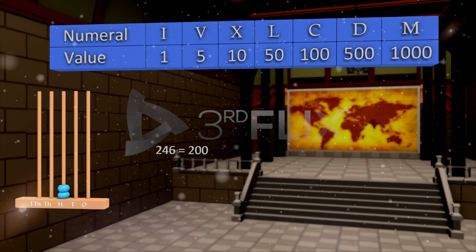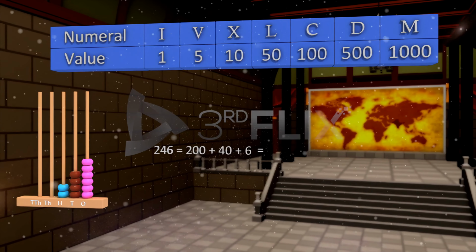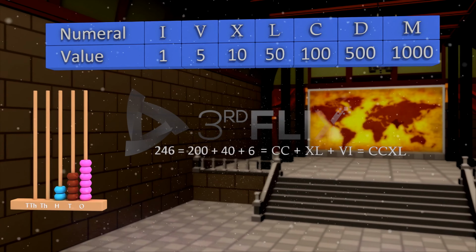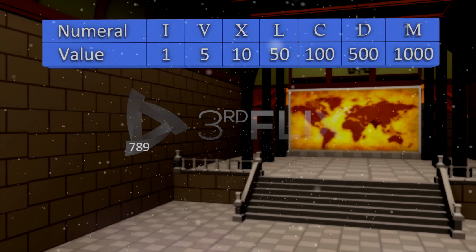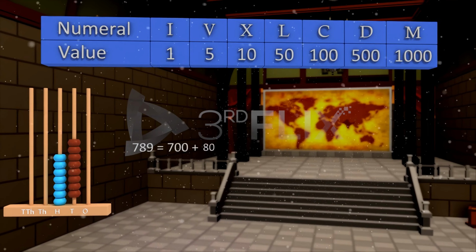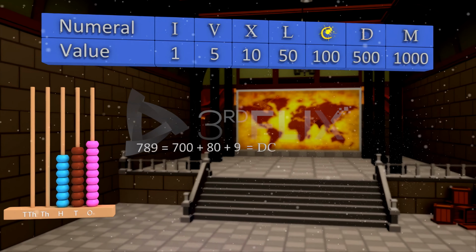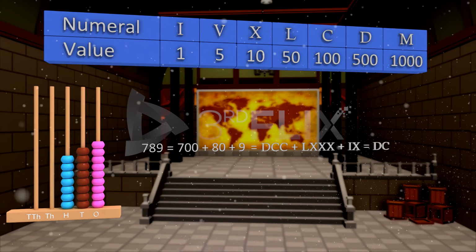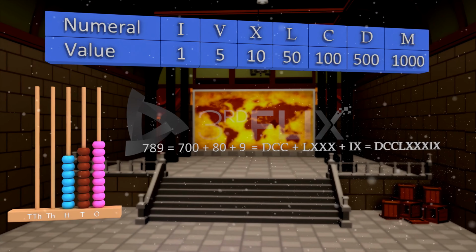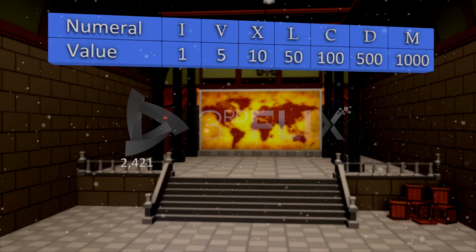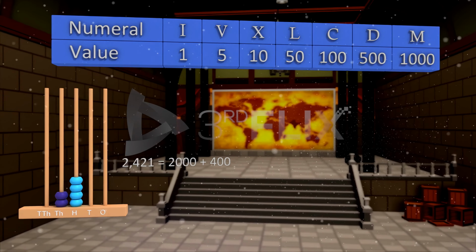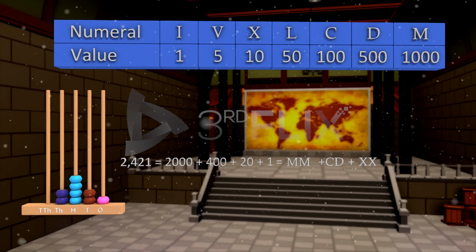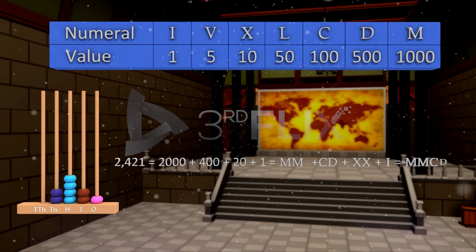246 equals 200 plus 40 plus 6 equals CC plus XL plus VI equals CCXLVI. 789 equals 700 plus 80 plus 9 equals DCC plus LXXX plus IX equals DCCLXXXIX. 2421 equals 2000 plus 400 plus 20 plus 1 equals MM plus CD plus XX plus I equals MMCDXXI.